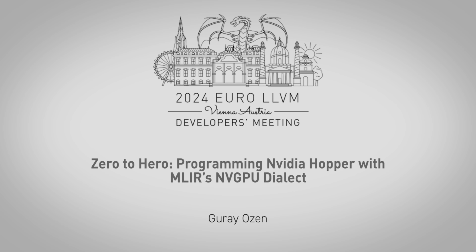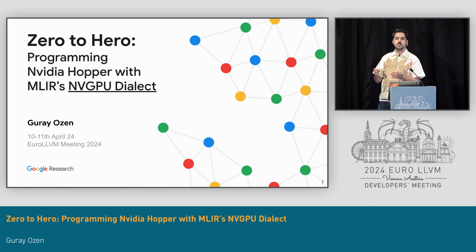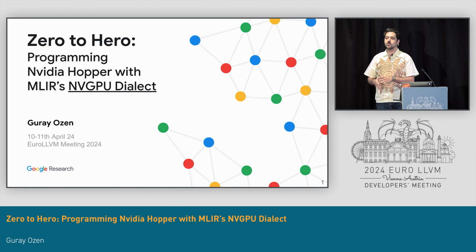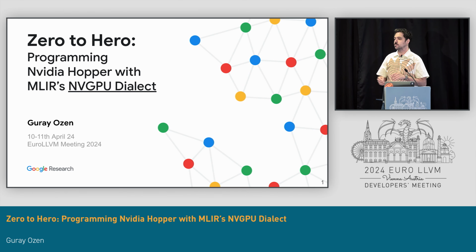So I am Guray Ozen from Google Research. Today I'm going to talk about the NVGPU Dialect and how to program it, and we will program this NVGPU Dialect using the Python bindings. So this is a tutorial. It's going to take more or less 40 to 50 minutes.